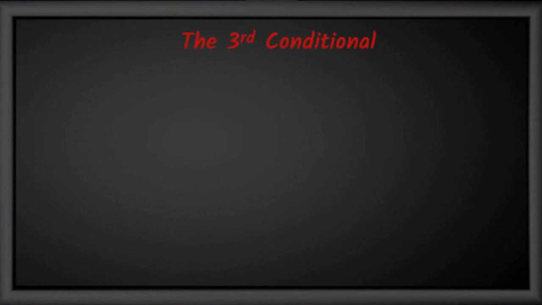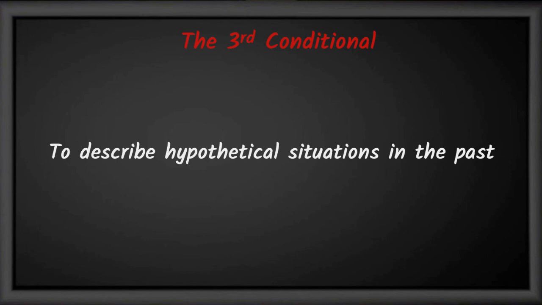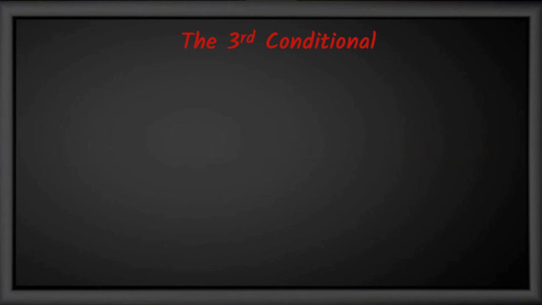The third conditional, or conditional sentences type 3, are the most grammatically complex conditionals of all. But what are they for? Well, we use them to describe hypothetical situations in the past. And this is very important, in the past, because the third conditional is the only conditional that talks about situations from the past. We use third conditional sentences to imagine the result of something that didn't happen, to imagine a different past. Let's give an example.